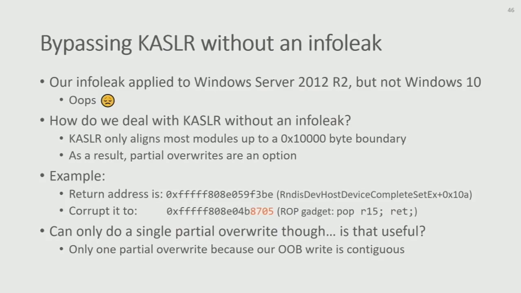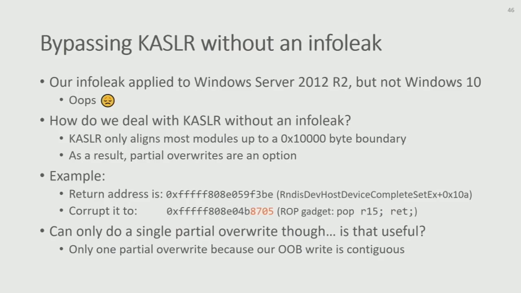The thing to know about KASLR on Windows, at least for drivers, is that each driver is going to be aligned to a 0x10000 byte boundary. What that means is that if you overwrite the lower 2 bytes of an address within that module, you can change the offset within the module without having any information about where the module is. If you'll recall, we have the ability to write arbitrary data at a semi-controlled offset inside of the host, inside of that kernel thread stack. So that means we can totally just overwrite the lower 2 bytes of something.